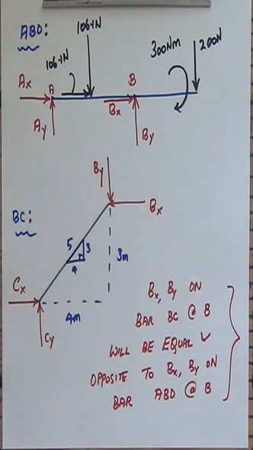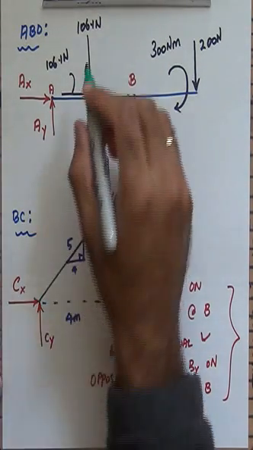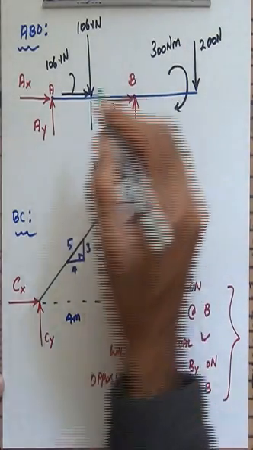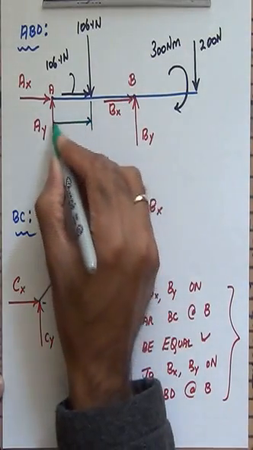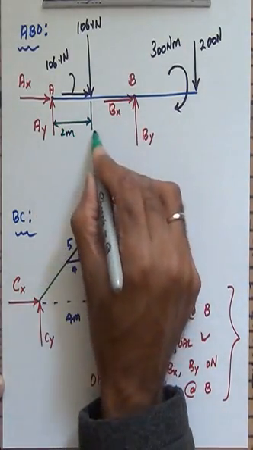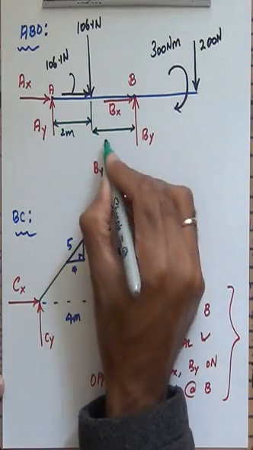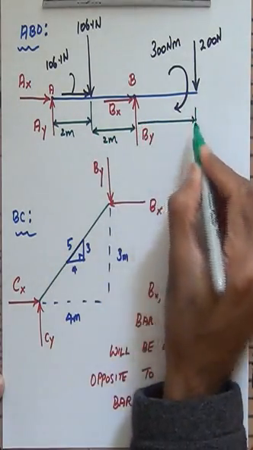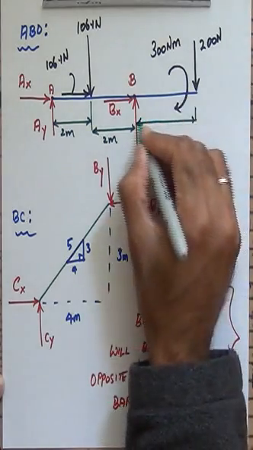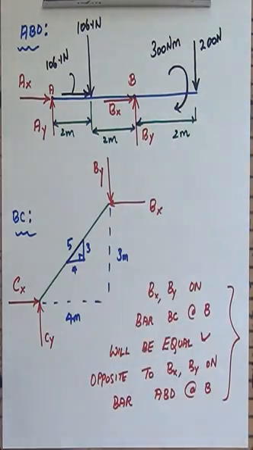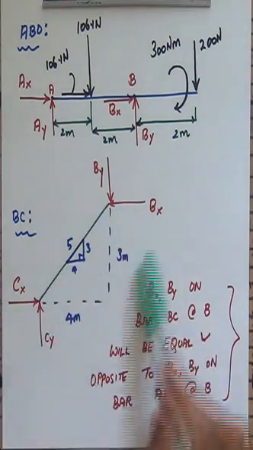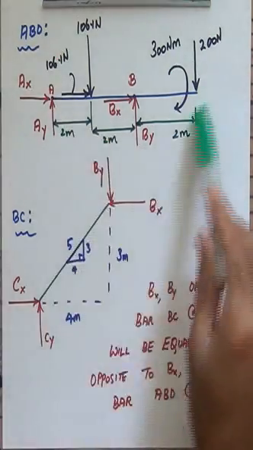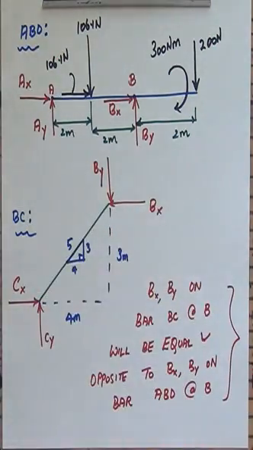I'm still not done. I need dimensions for this problem. So from point A to all the way here is going to be 2 meters. This distance here, the remainder of the distance is 2 meters, and all the way from here to the end of the bar, which is the point D, is also 2 meters. Alright, so all the dimensions are in place. This is the free body diagram of the bar BC. This is the free body diagram of the bar ABD.